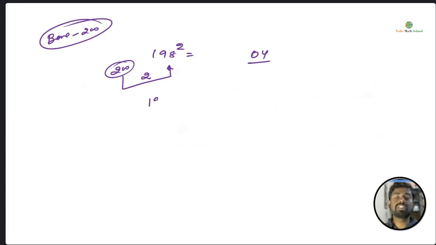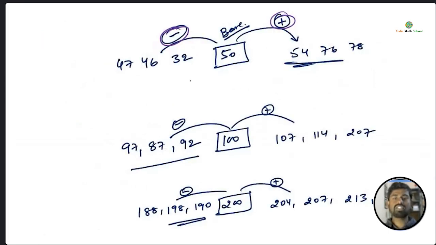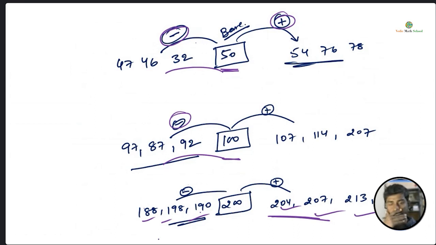Why are we subtracting from the number itself? Because this number is less than our base. I told you, when the number is less than the base, you have to subtract. When the number is less than your base value, you do the subtraction. Here the number is less than 100, that is 97, 98, 92, we do the subtraction. Here 198, 188, 190, we do the subtraction. And when the number is greater than the base, you do the addition. Everything is the same, the only difference is addition and subtraction. These numbers are greater than 200, so we do addition. All these numbers are less than 200, so we do the subtraction.